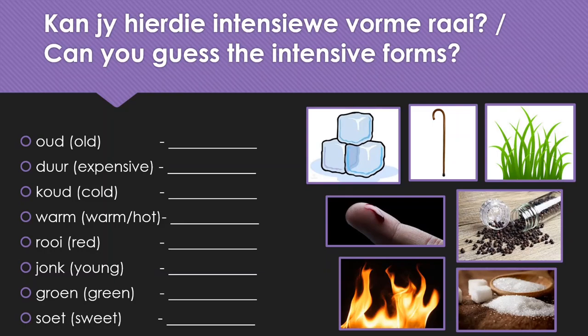intensive form. Duur, expensive. Koud, cold. Warm, hot. Rooi, red. Jonk, young. Groen, green. En soet, sweet.